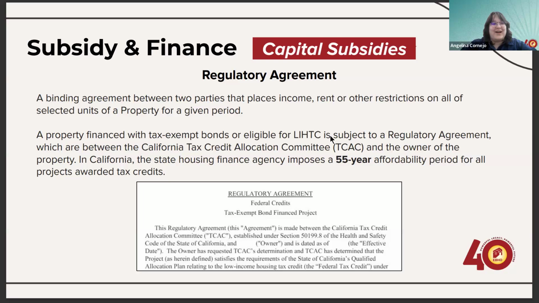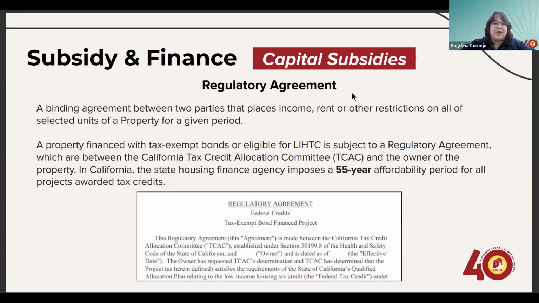Regulatory agreement. This is a binding agreement between 2 parties that places income, rent, and other restrictions on all or selected units of a property for a given period. A property financed with tax-exempt bonds or eligible for LIHTC is subject to a regulatory agreement between the California Tax Credit Allocation Committee, TCAC, and the owner of the property. In California, the State Housing Finance Agency imposes a 55-year affordability period for all projects awarded tax credits.